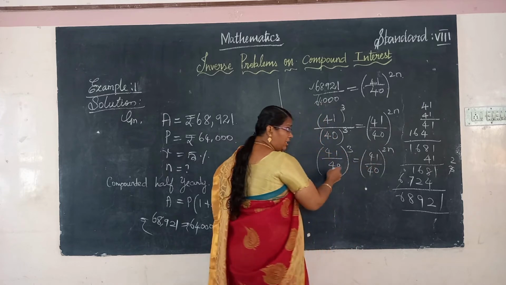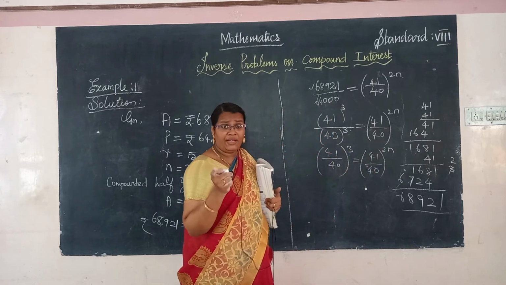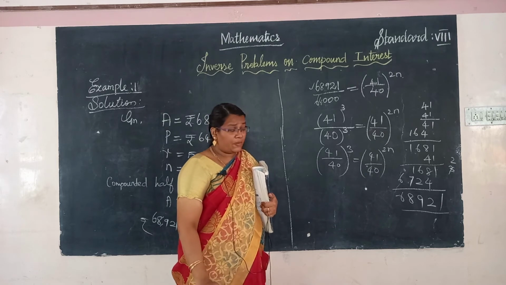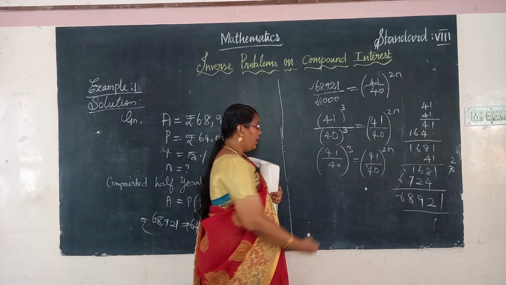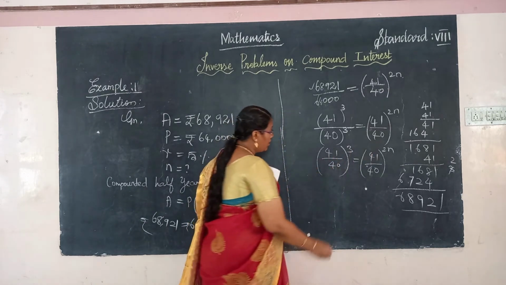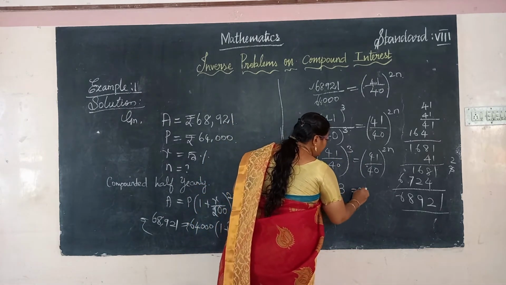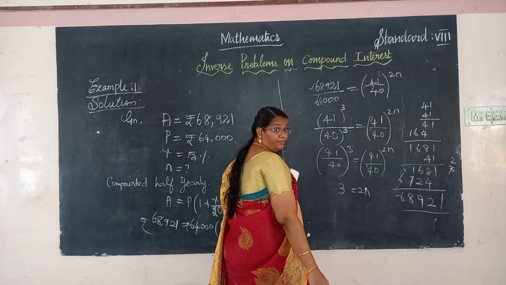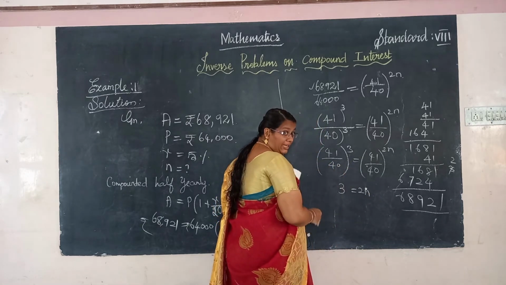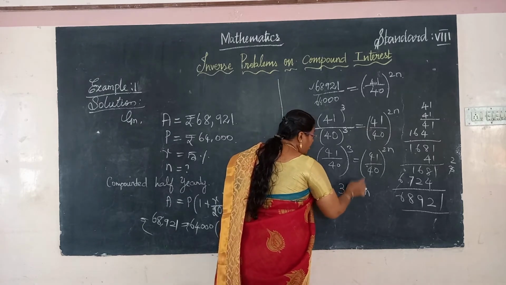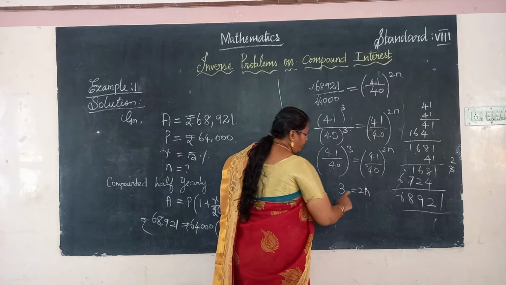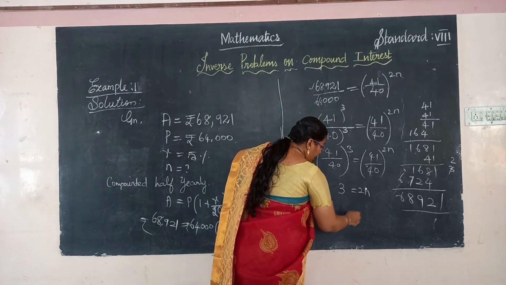The base values are equal, so we equate the powers. Already we have learned this in exponent powers. The bases are the same, so equate the powers. So 3 is equal to 2n. Why do we equate? The base values are equal, so compare the powers. Powers are equal, so 3 equals 2n.